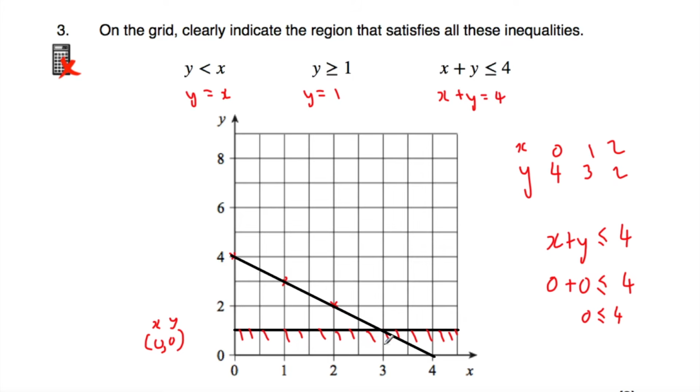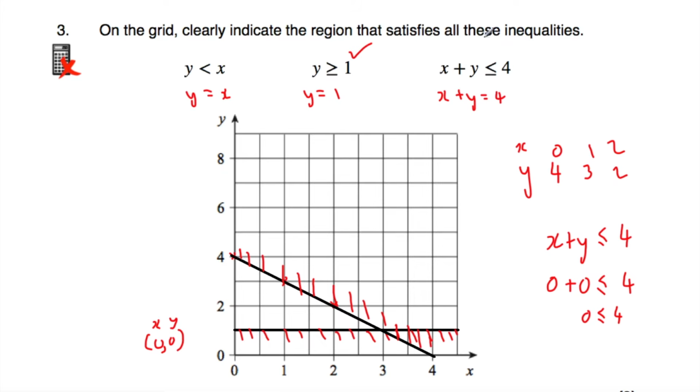All those points below the line would satisfy the inequality, and on the line as well, because it was less than or equal to 4. But all the points above that diagonal line would not satisfy the inequality. If we chose this point (1, 6), 1 plus 6 is equal to 7, so that wouldn't work. So let's reject above the line, like this.